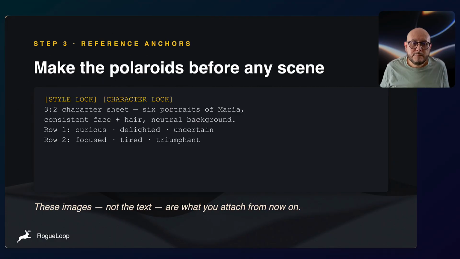Number 3, make the Polaroids before any scene. The Memento reference I was making at some point. These will generate the reference sheets styles first, then attach them to every scene. So scene 3.2, the character sheets are there. It's 6 portraits of Maria, consistent face plus hair, and you want them to look curious, delighted, uncertain, focused, so that the model later on has something to hang on when you present a prompt. These are images, not the text that you want to attach from now on, right?